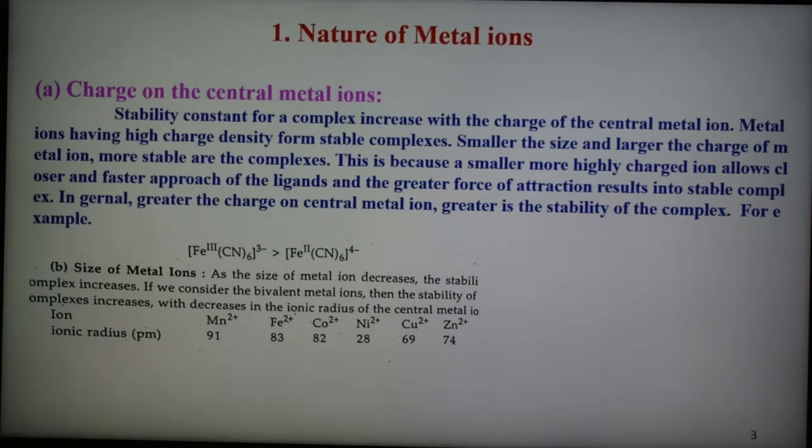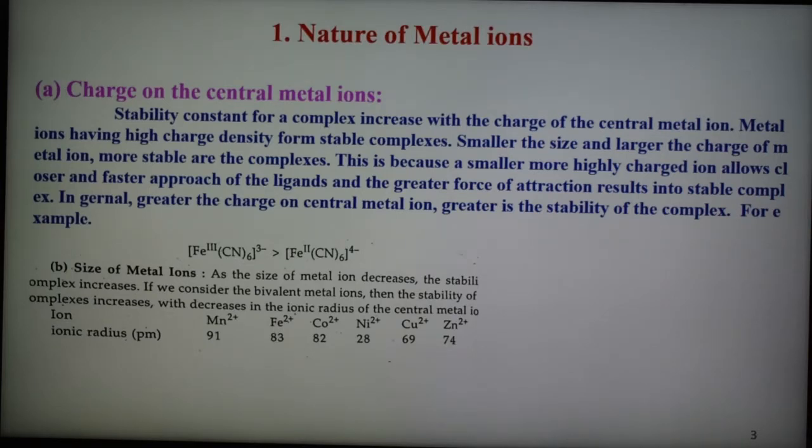In the case of the charge on the central metal ion, it is observed that the stability constant for the complex increases with the charge on the central metal ion. A metal ion having high charge density forms a stable complex. Charge density means the ratio of charge to radius of the ion, and the smaller the size and the larger the charge on the metal ion, the more stable the complexes are.